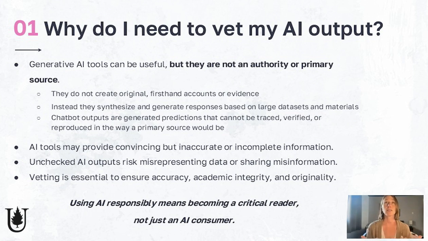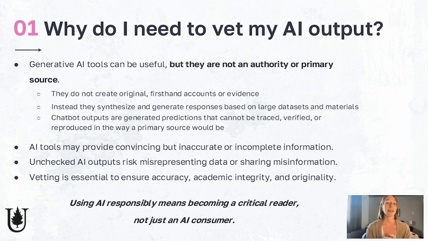Again, these tools are making a really educated guess to answer your question, and if they don't have the right data set to answer your question, they're going to make up an answer, the best educated answer that they can. And this might mean that the data is being misinterpreted. It might be sharing misinformation or false claims. And so it's really on you as an AI user to vet and ensure the accuracy, academic integrity, and originality of the information coming from these sources.